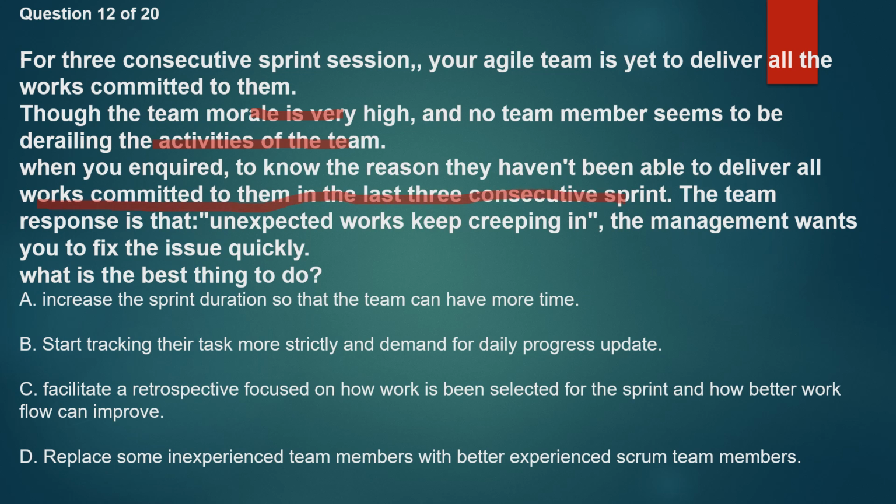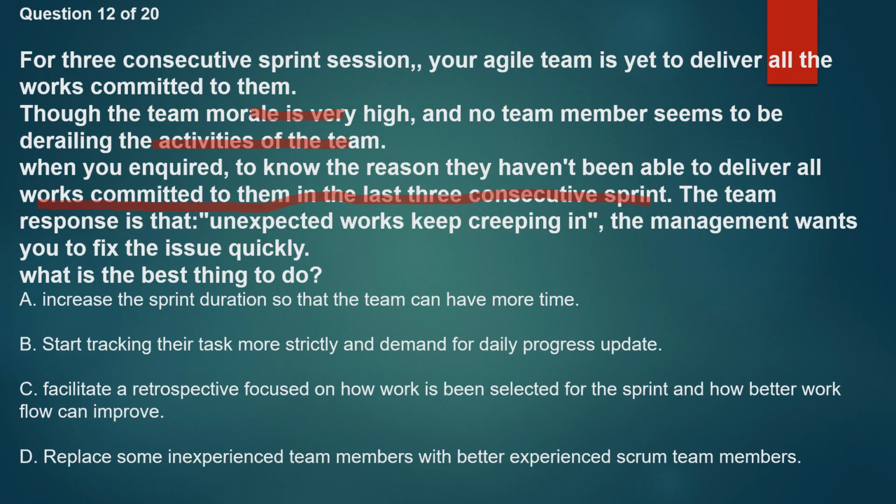them the last 3 consecutive sprints, the team's response is that unexpected work keeps creeping in, that is scope creep. The management wants you to fix the issue quickly. What is the best thing to do?